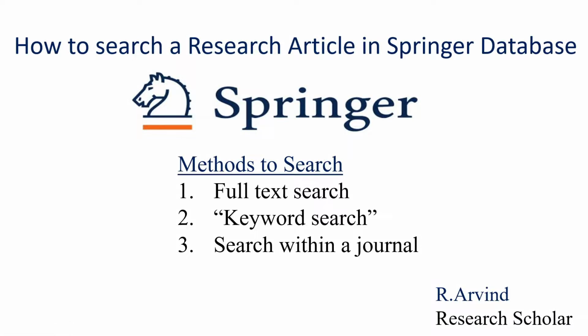In this video, I will show you how to search a research article in Springer database. There are three methods to search an article. The first method is full text search. And in the second method, we introduce inverted commas to the keyword search. And the third method is to search within a journal.